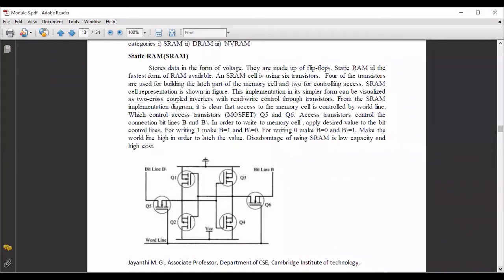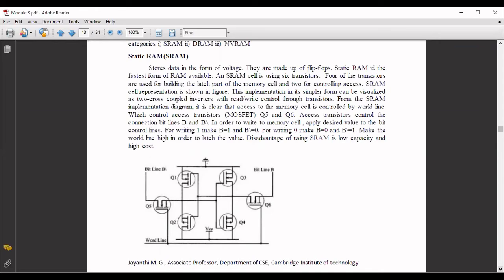For writing 1, that is, to store 1 in this chip, you have to make B equal to 1 and B bar equal to 0. With B equals 1 and B bar equals 0, you are able to write the value 1. In the same way, for writing the value 0, you have to make B as 0 and B bar as 1.